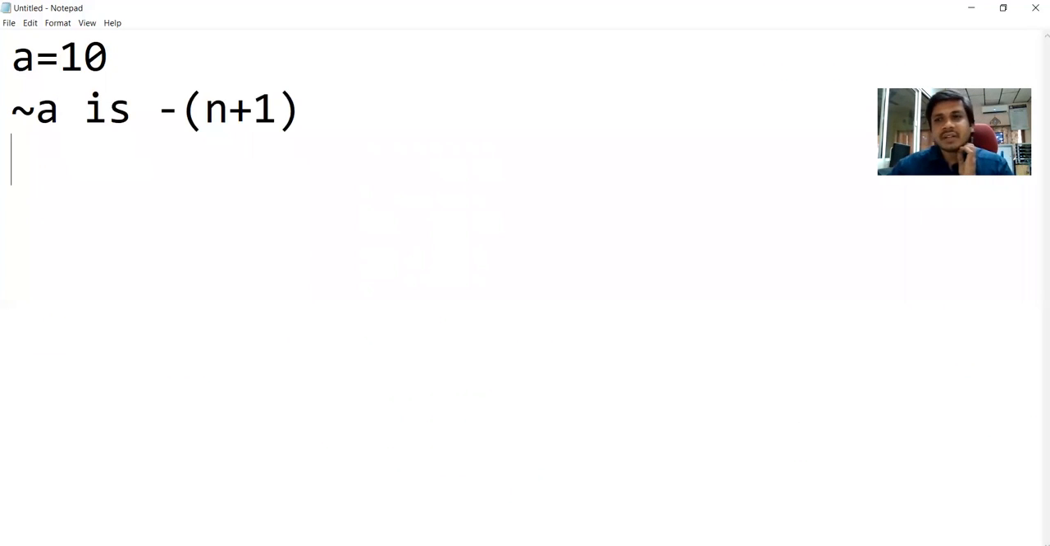Okay, this is the formula. So in bitwise operators you have got 3 formulas. First one is left shift: a into 2 power n. Second one is right shift: a by 2 power n. And the third one is negation: a is minus of n plus 1. Very good.